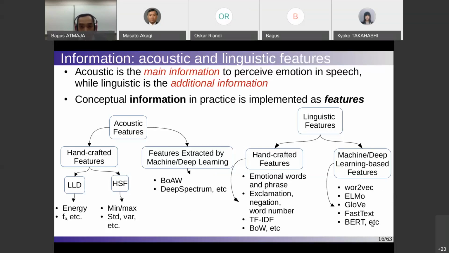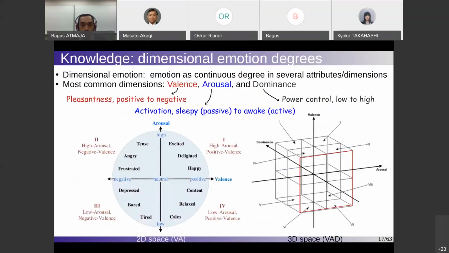And the next level in the hierarchy is the knowledge. So the knowledge here is the degree of dimensional emotion. In emotion recognition research, there are two approaches. The first is the categorical view, like angry, happy, and others. And the second approach is the dimensional view.